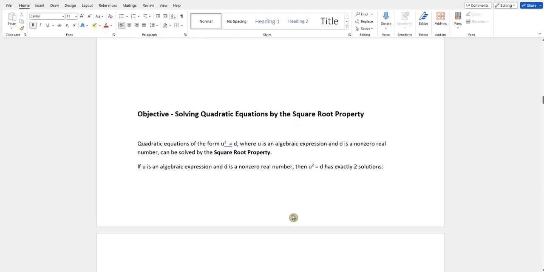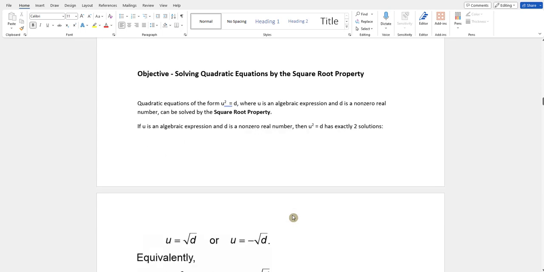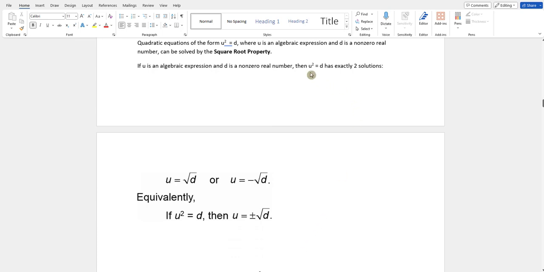So now I'm going to talk about how to solve quadratic equations by the square root property. Quadratic equations of the form u squared is equal to d, where u is an algebraic expression and d is a non-zero real number, can be solved by the square root property. If u is an algebraic expression and d is a non-zero real number, then u squared equal to d has exactly two solutions. So in order to get u by itself, instead of having u squared, you're going to take the square root of both sides. So I have u squared is equal to d. In order to solve this, I'm going to take the square root of both sides, which leads me to this. u is equal to the square root of d, and u is equal to the negative square root of d.